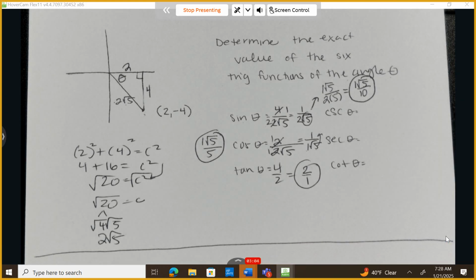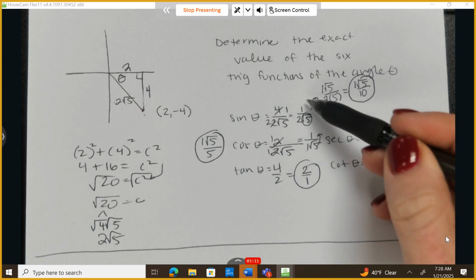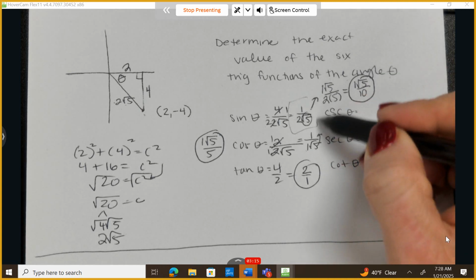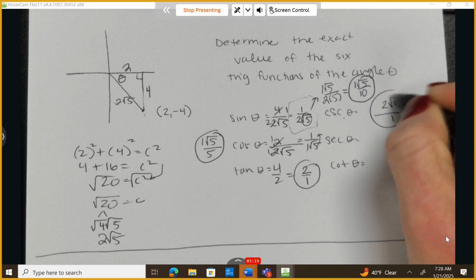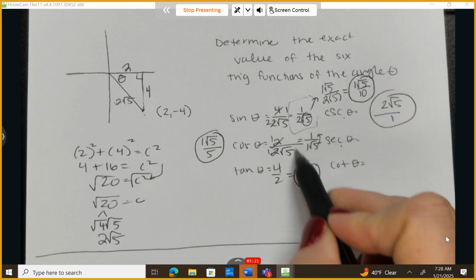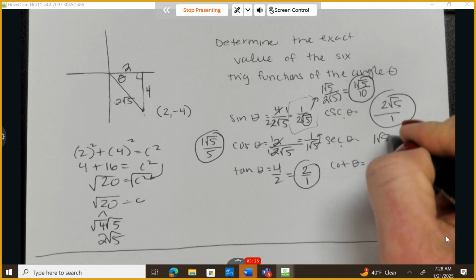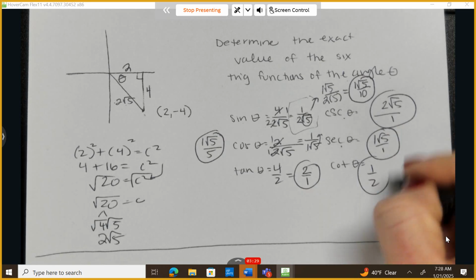Okay, to figure out the secondary trig functions, cosecant, secant, and cotangent, I'm simply going to take the reciprocal. So I'm going to go back to this form right here, before I had to put it in proper form, and I'm going to take the reciprocal of this. I have 2 square roots of 5 over 1. I'm going to take the reciprocal of the cosine before I made it proper. I have 1 square root of 5 over 1. And then when I take the reciprocal of 2 over 1, I get 1/2.